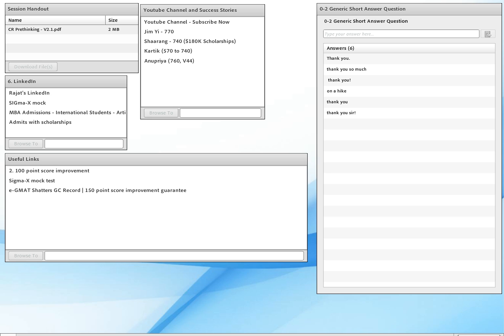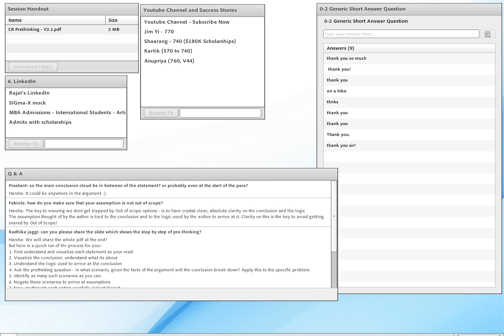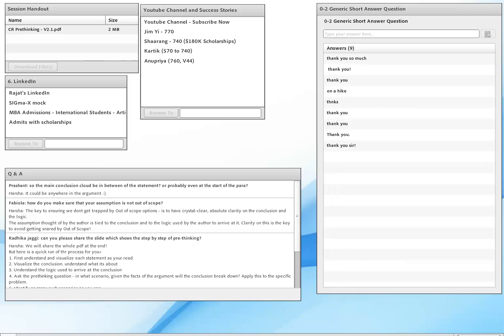Any other question that I can answer? Let me bring in the Q&A part here as well. On a hike, that's great. That's wonderful. Yes. It's pretty cloudy here, so I won't adventure very far from the house, but I'm going to go for a run.